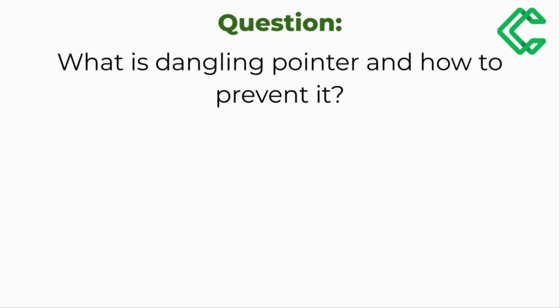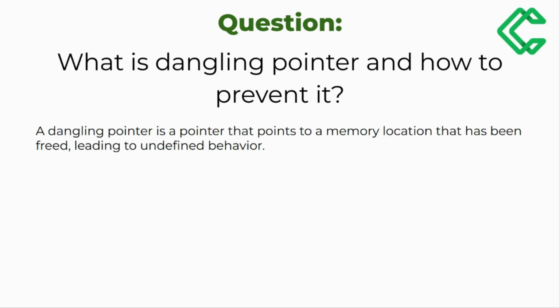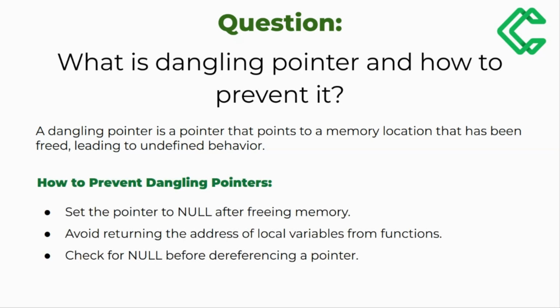Here is one more question for you. What is a dangling pointer and how to prevent it? A dangling pointer is a pointer that points to a memory location that has already been freed, which can lead to undefined behavior. How to prevent dangling pointers? Set the pointer to null after freeing memory. Avoid returning the address of local variables from a function, because as we know, local variables are stored in the stack, and once the function call returns, that variable is gone. Check for null before dereferencing a pointer.